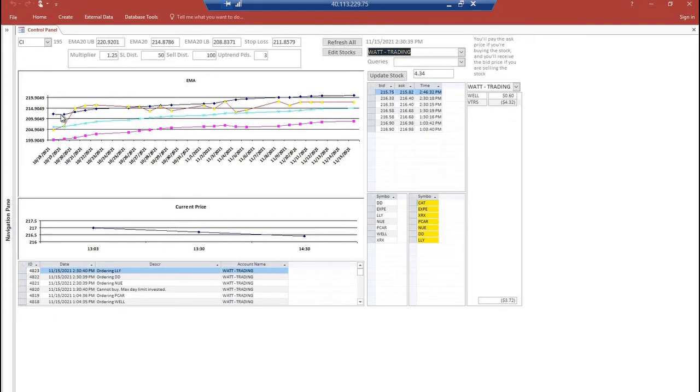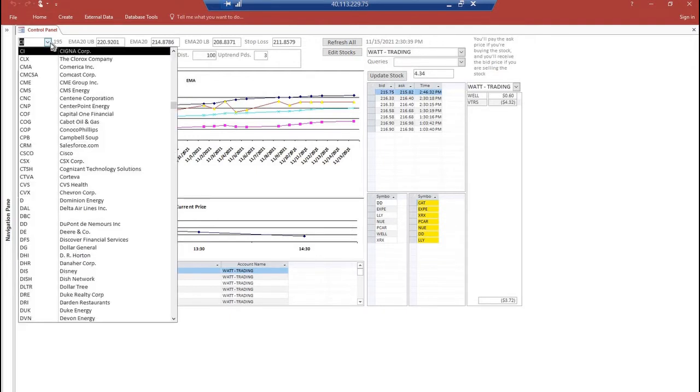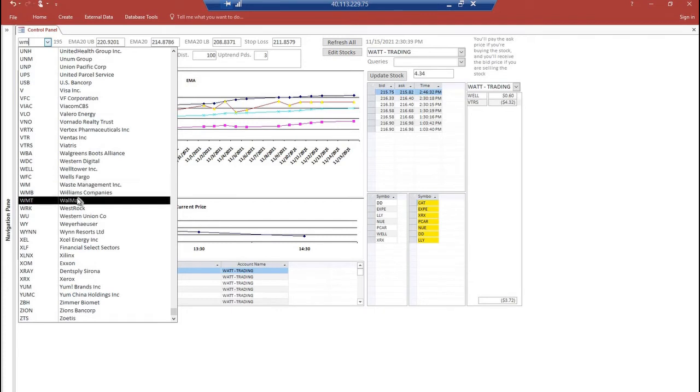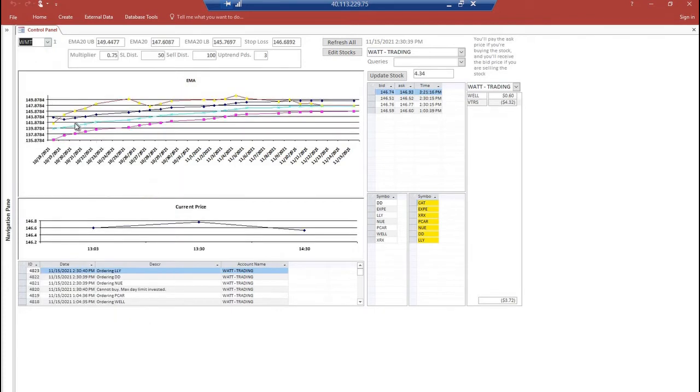If you're familiar with the Keltner model, you're going to have an upper band, a lower band, and the EMA line right here. And here are the different factors that I can use to configure my Keltner parameters for each stock. Basically, I've got all stocks in the S&P 500 imported right here. Let's just pick one. We'll pick Walmart.